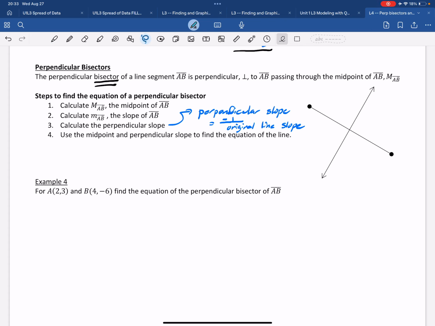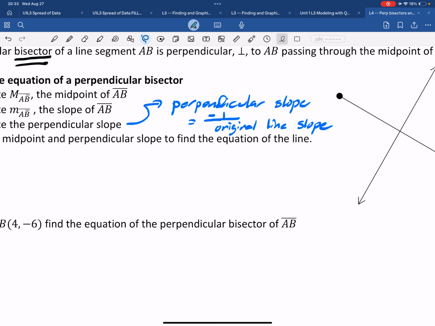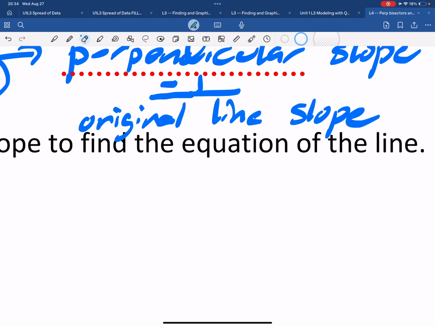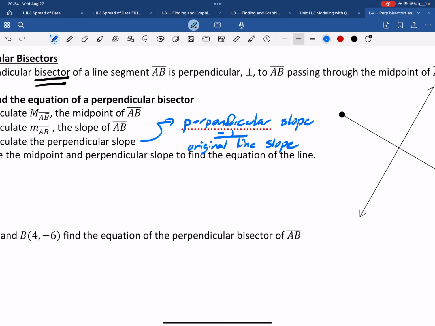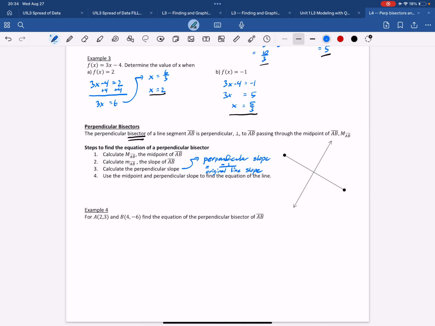And let me see if I can lasso this to make it look a little bit better. A little bit. Now can I get this equals, see what happens, guys? Now it doesn't recognize my word. Is equal to -1 over the original line slope. And then we can write the equation of a line again.